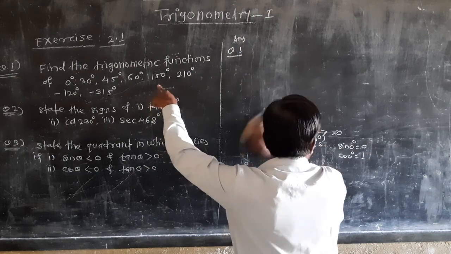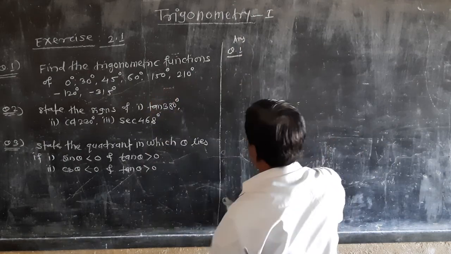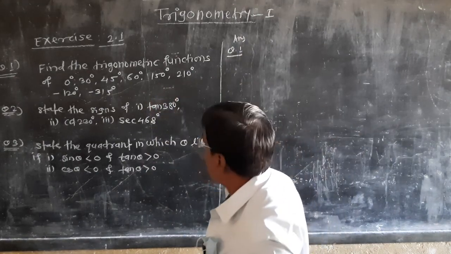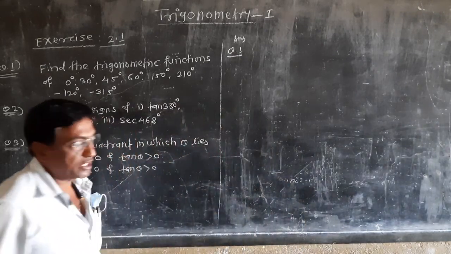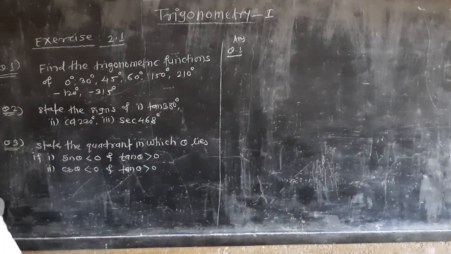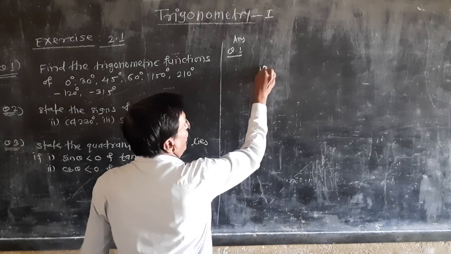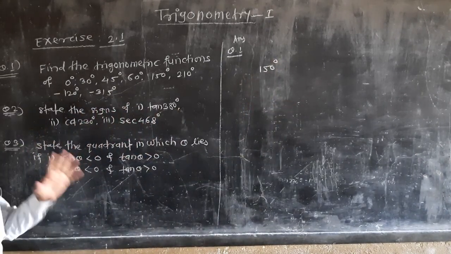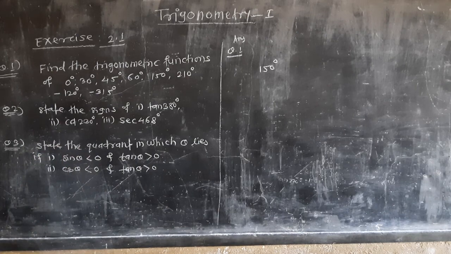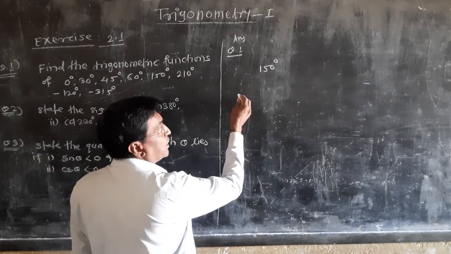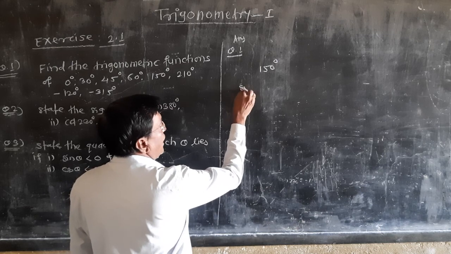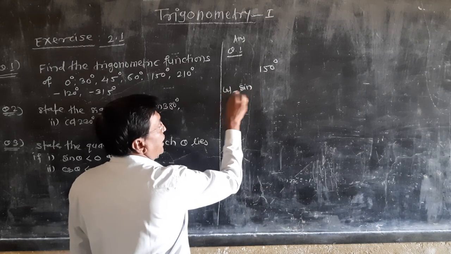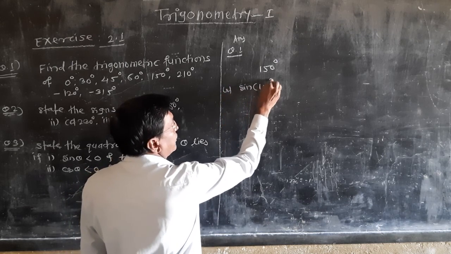Find all the trigonometric functions for the angle 150 degrees. This 150 degrees is not a standard measure and it is not a quadrantal angle. So how do we find the trigonometric function for the measure 150 degrees? It is simple, you can use the other angle method. So see, I will write, let sine of 150 degrees.